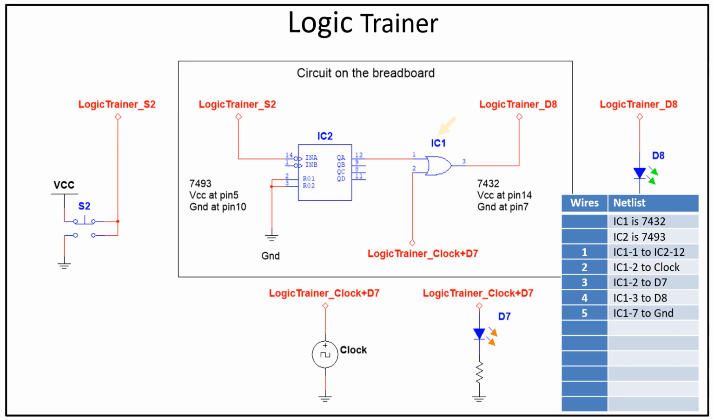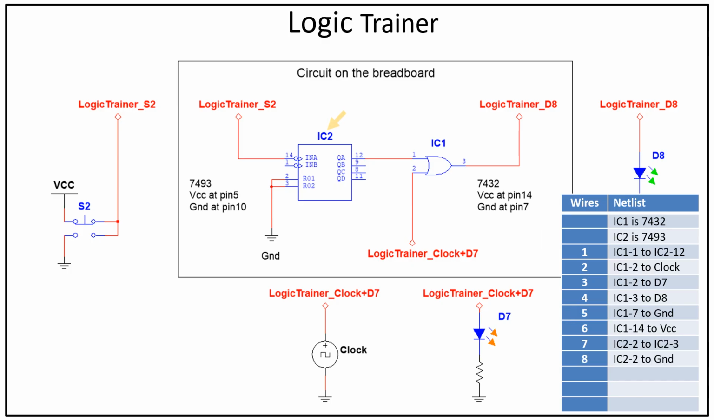There is no connection on IC1 pin 4 to IC1 pin 6. IC1 pin 7 connected to the ground. There is no connection on IC1 pin 8 to IC1 pin 13. IC1 pin 14 connected to the VCC. This completed all connections with IC1.